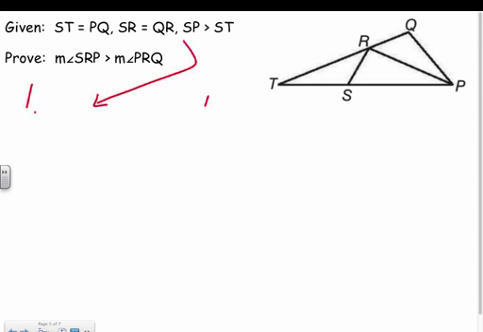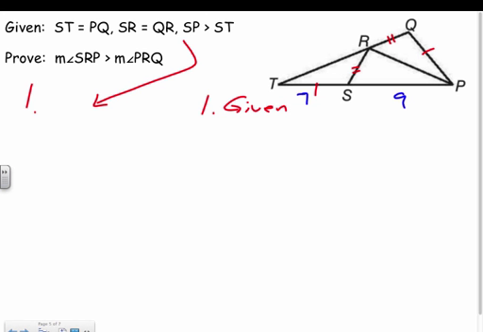So here's my given. I can just bring this down and then start looking at what we know. We know ST is the same as PQ. We know SR is the same as QR. And SP is greater than ST. I'm just going to give it a random value just so I can see this. I'm just going to say something like that. I know those are greater. That kind of helps me out.